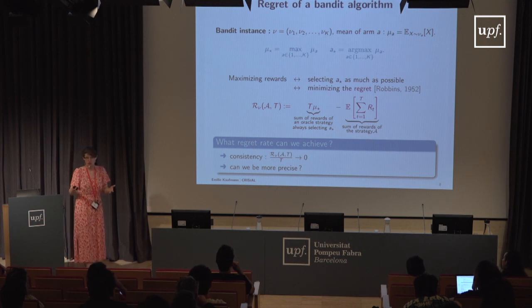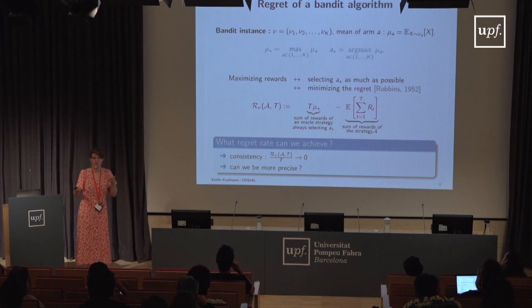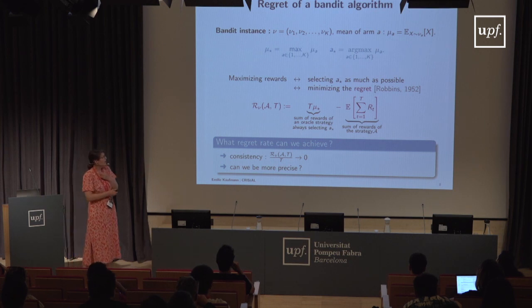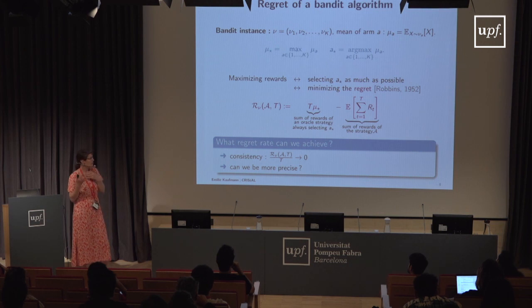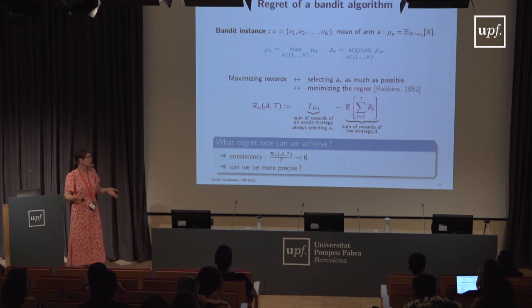If you knew in advance the distributions and their means, obviously the best strategy to maximize revenue is to always play the action with the largest mean. I denote this action by A star, and I denote by mu star the largest expected mean in my bandit. And so maximizing reward is equivalent to minimizing a very important quantity in all the online learning literature called regret. The regret measures the difference between the sum of rewards that the oracle strategy, playing always the best arm in hindsight, gets, so this is T times mu star, minus the expected sum of reward you get with your adaptive strategy, which is agnostic to the means.